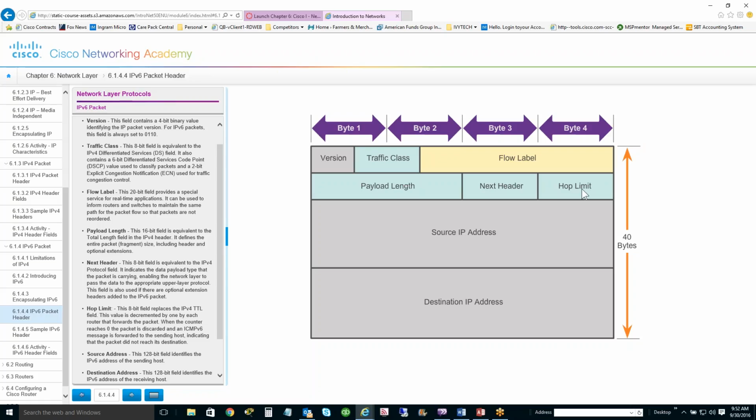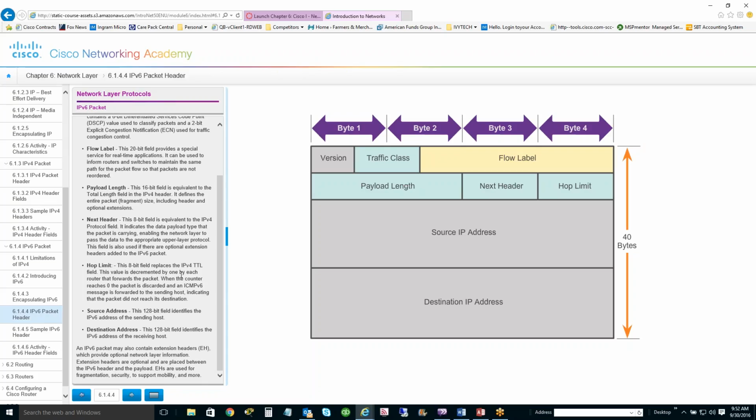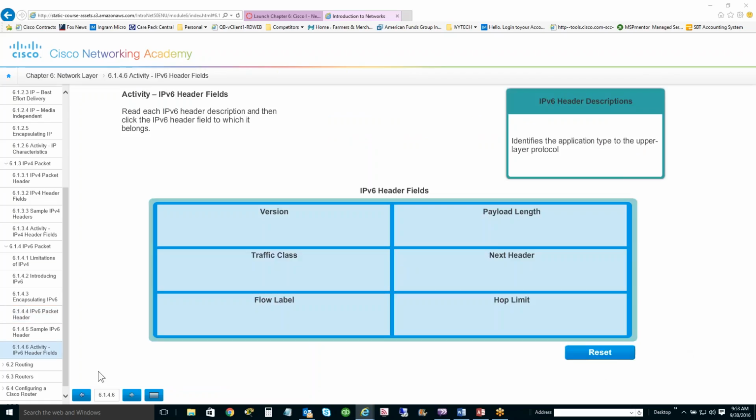And of course you've got a hop limit just like you do with IP version 4 where we use the time to live. And then you have a source address and a destination IP. Excuse me, on 6146, there's an activity similar to what you did in 6126 with IP version 4. It allows you to line up your definitions with the particular fields. Again, I would drill yourself on that to get yourself very comfortable with it.